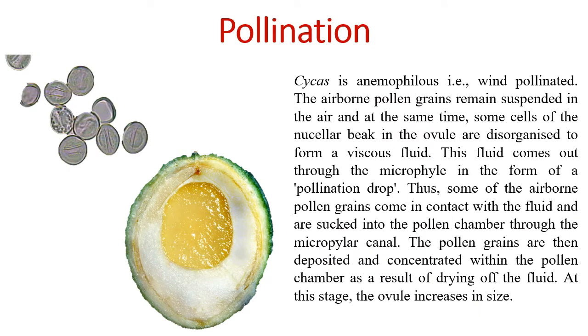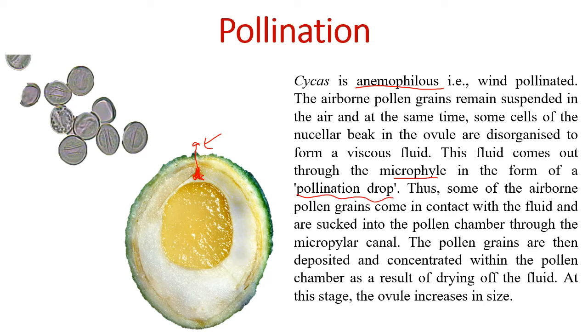Cycas typically shows wind pollination, that is, anemophilous. The airborne pollen grains remain suspended in air, and at the same time some cells of the nucellar beak in the ovule are disorganized to form a viscous fluid. These cells start disorganizing and ooze out the fluid, which comes out through the micropyle in the form of a pollination drop.